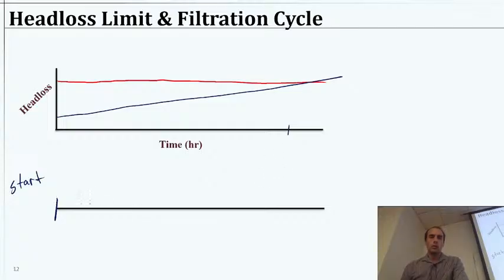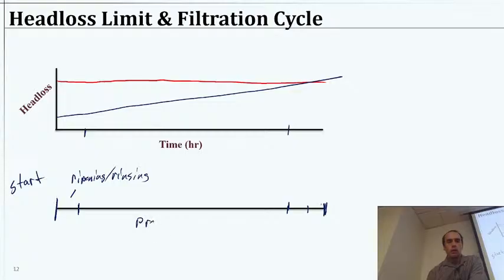Actually, what I'm going to do is I'm going to draw this down here. Okay, so if we start here, then we have ripening or rinsing. Here, we would have production or filtration. Then we'll have maybe an air purge. And regardless, we will have backwashing.